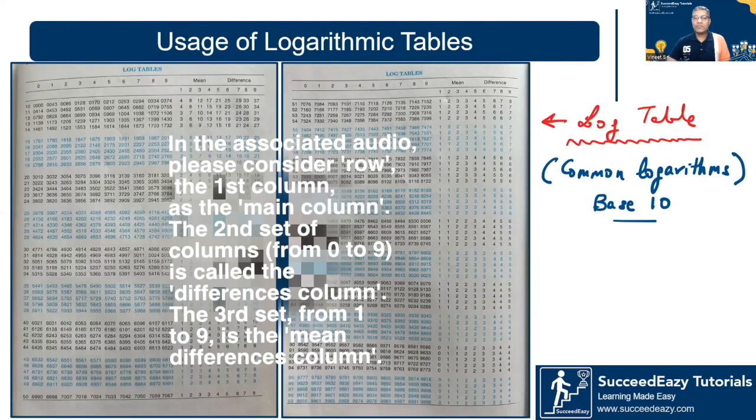Let me give you a glimpse of the logarithmic tables. The logarithmic tables look like this. The rows start with 10, going right up to 99, and it has columns from 0 to 9. So there are 10 columns there. And the mean difference table has columns from 1 to 9. Have a close look at this. We shall be using this for doing our calculations. These are the common logarithms, or the base 10 logarithms.